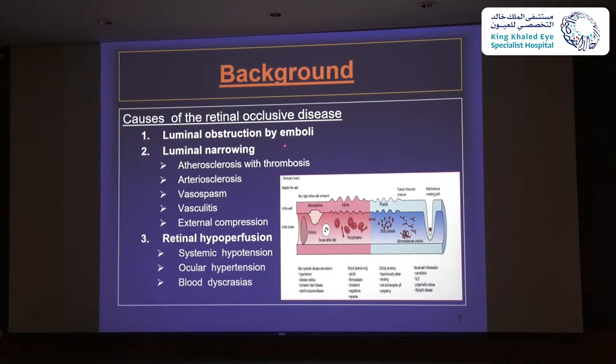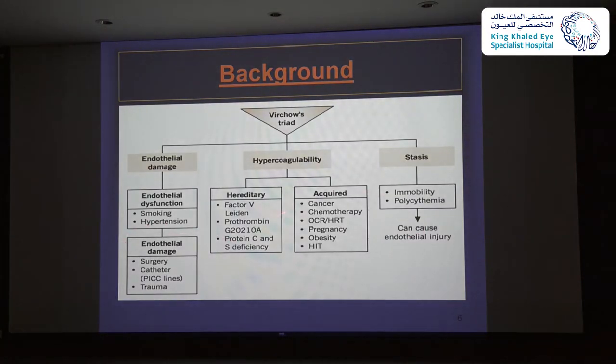We have luminal obstruction by emboli, as we said here. We have luminal narrowing, either by atherosclerosis with thrombosis, arteriosclerosis, vasculopathy, vasculitis, or external compression. And then we have retinal hypoperfusion, and this is part of the flow of the blood. So putting this together makes it easy to make a scheme to categorize the cause, or the etiology, of the arterial occlusion.